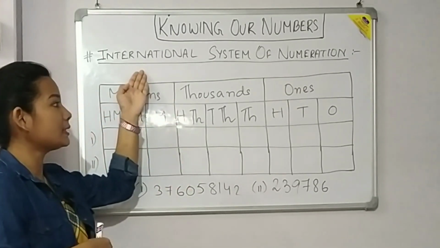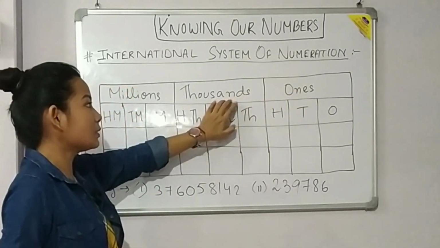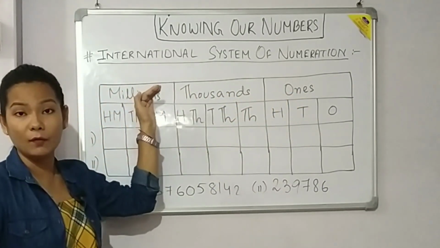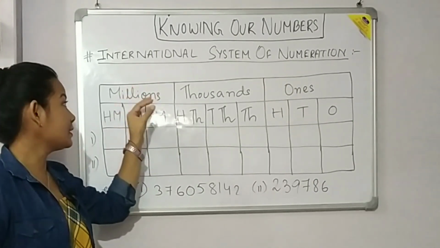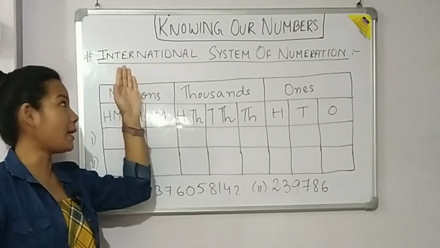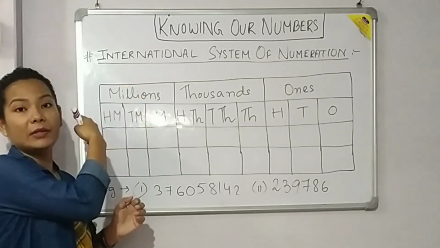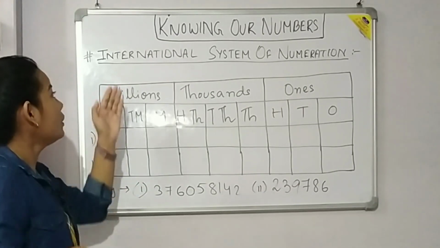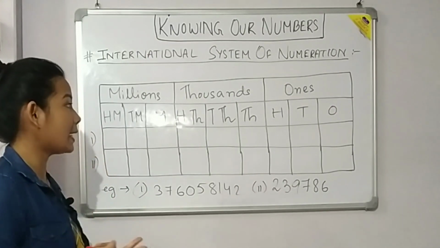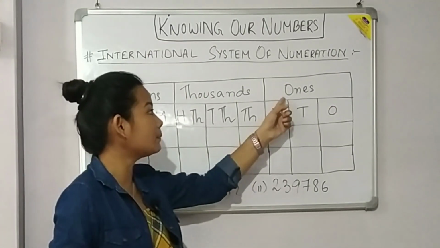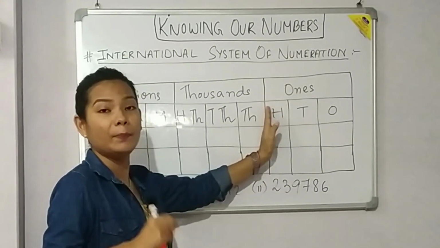But in international system, we have to write ones period, then 1000 period, and then in case of lakhs, we have to write millions. Alright, this is the basic difference between Hindu-Arabic system and international system of numeration. And after million, billion will come. In this way we have to write the numbers in international system of numeration. And the next difference is that in ones place value in Hindu-Arabic system we have written up to 100 place value, isn't it?